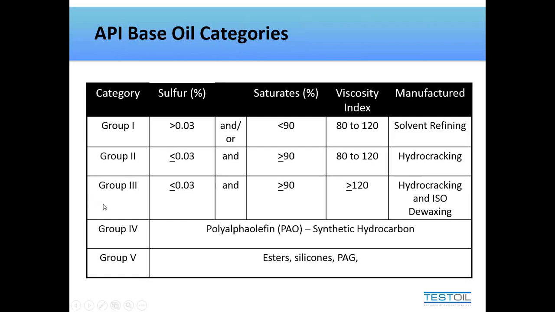Now you get to your group 3 oils here. Your group 3 oils have less than or equal to 0.03 sulfur, and greater than or equal to 90 for saturate percent. Your viscosity index is over 120. Really, really good oil for handling heat extremes. You cool it down to negative 30, and then you go up to 130 degrees, and the oil doesn't vary too much because of that high index. It can really handle and stay stable during those conditions. Manufacturing is hydrocracking, and also iso dewaxing is used. So if you ever hear anybody talk about these, these oils have been highly refined.